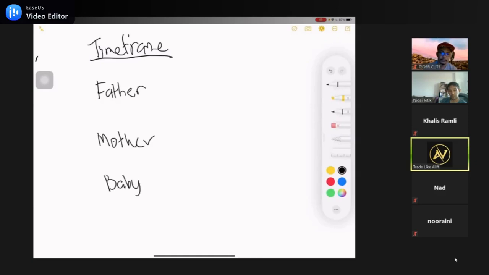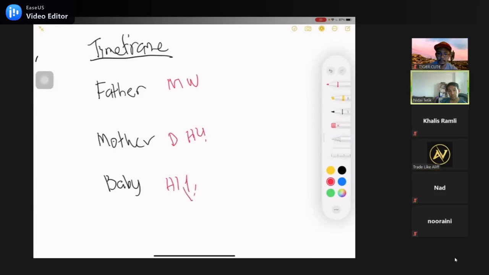Let's say the father would be the monthly and the weekly time frames. The mother would be the daily and H4 time frames. H1 and below are the baby time frames.